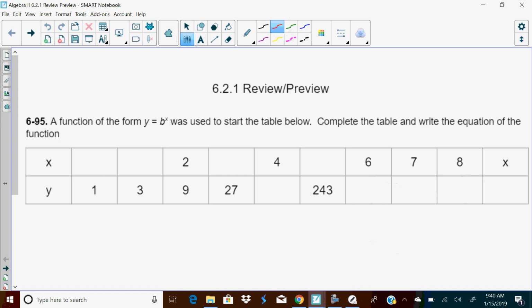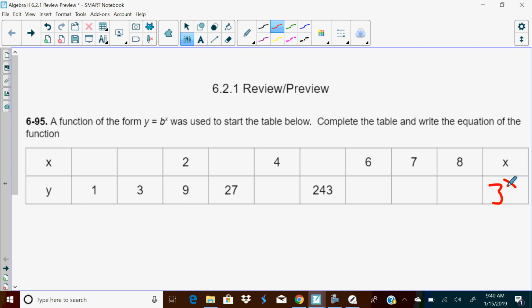Here are the answers for the 6-2-1 review preview. A function of the form y equals b to the x was used to start the table below. Complete the table and write the equation of the function. So we have to figure out what b is. If I looked at x equals 2, I want to know what number to the second power equals 9, and it turns out it's 3. So my function is 3 to the x.